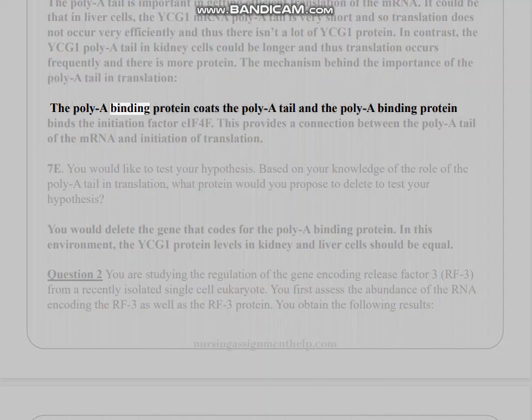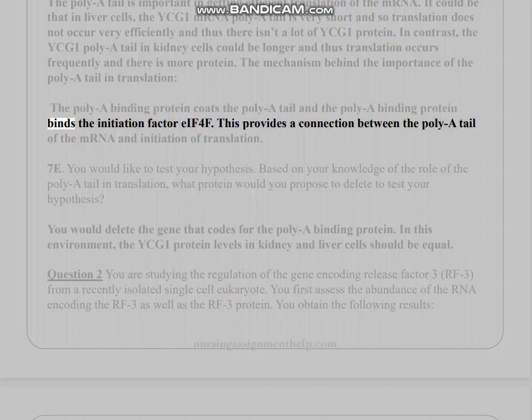The poly-A binding protein coats the poly-A tail, and the poly-A binding protein binds the initiation factor eIF4F. This provides a connection between the poly-A tail of the mRNA and initiation of translation.